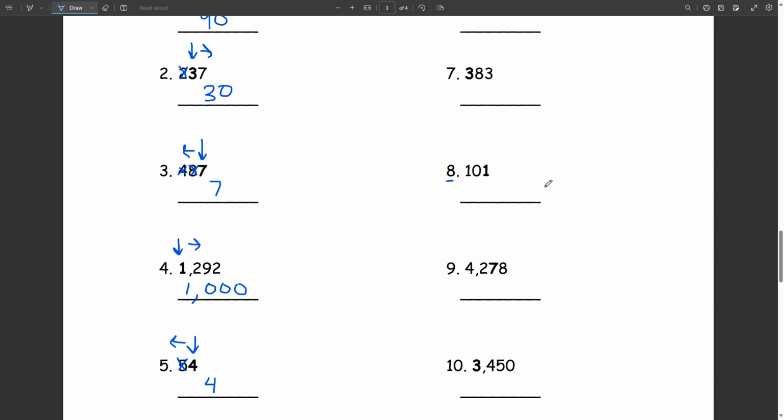Let's skip to number 8 here. So 101, our bolded number is 1. And we have two numbers on the left, which we just can cross out. And there's nothing on the right, so we just get our answer as 1.